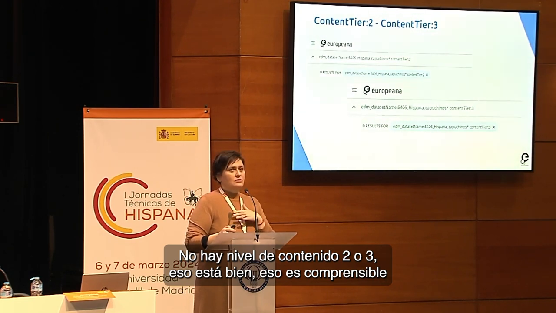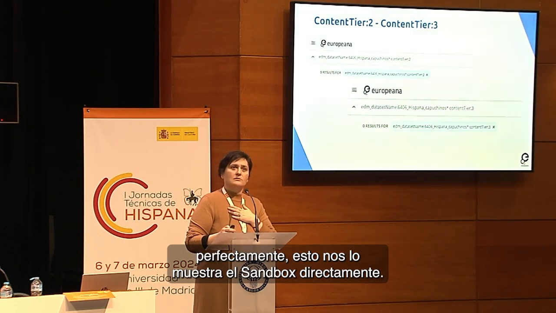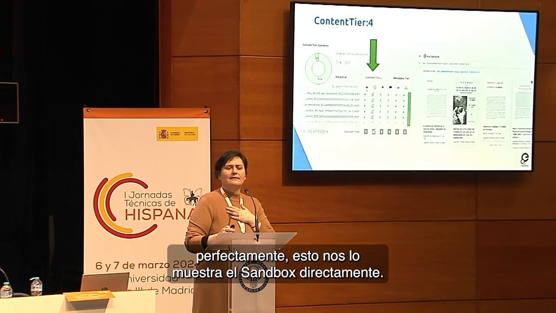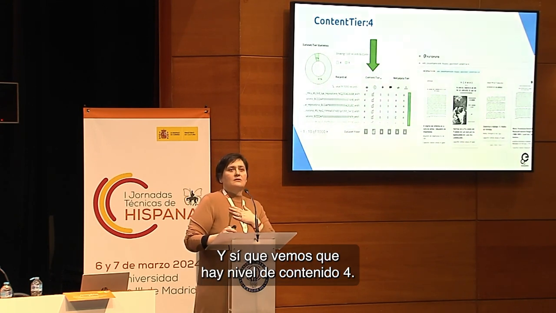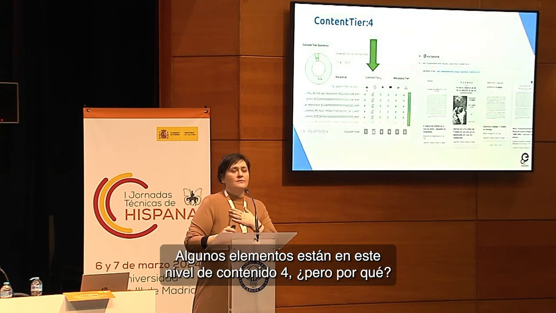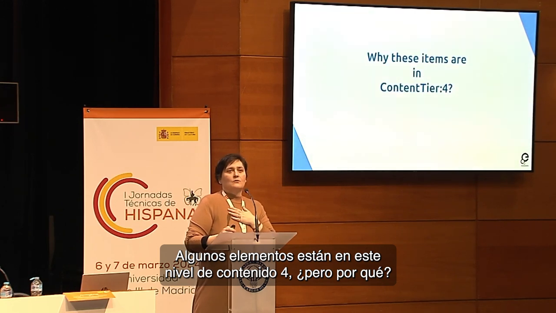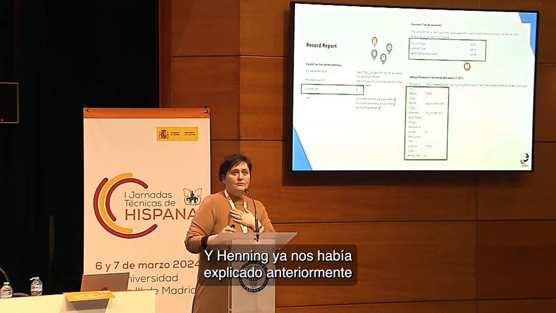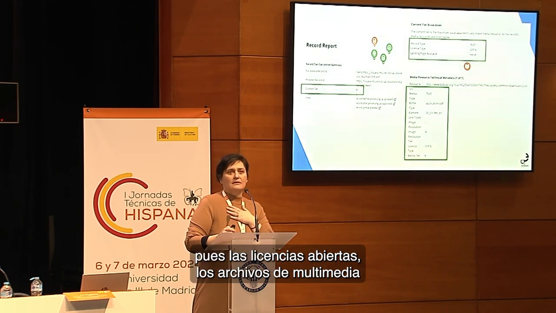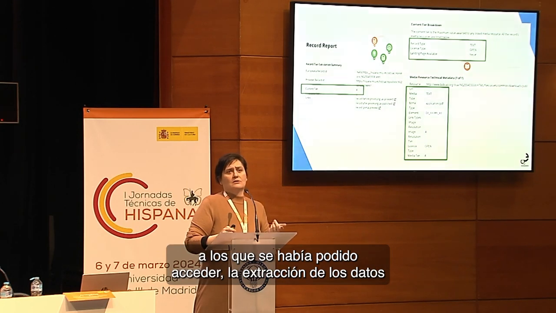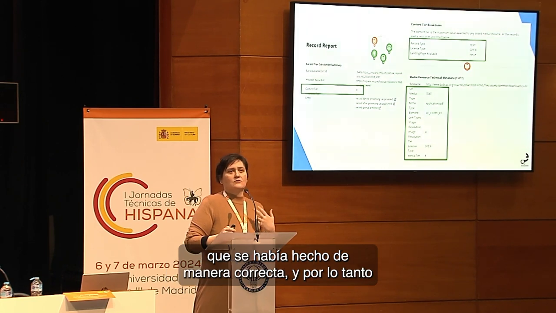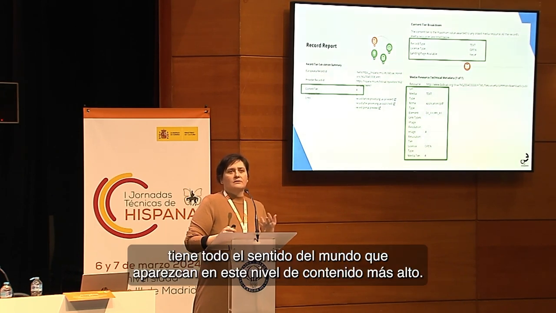There are no content tier 2 or content tier 3. That's fine. That's totally understandable. The sandbox showed us like that. And then we see that there are content tier 4 items, but why are these items in content tier 4? Henning already explained earlier: the open license, the media files were directly accessed, and technical metadata was properly extracted. So it makes sense that it's a higher tier.